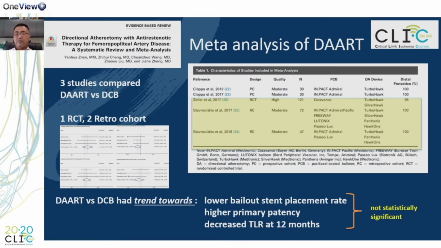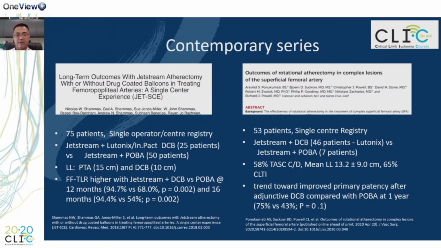Some meta-analyses that we have so far of the data we have with directional atherectomy with drug-coated balloon seem to have a better trend towards higher patency, as well as a lower TLR rate and a lower bailout stent rate, but this was not statistically significant. Next slide, please.